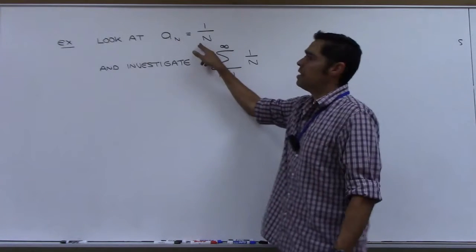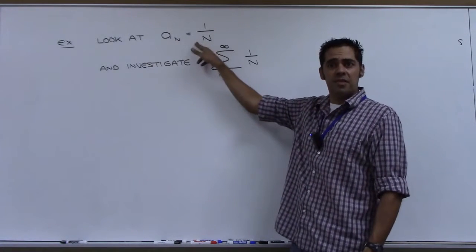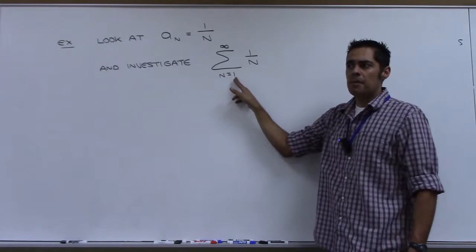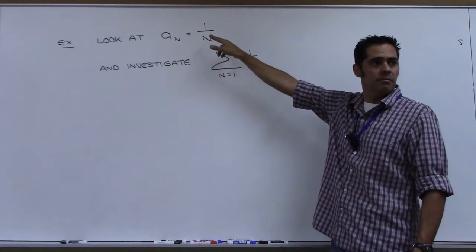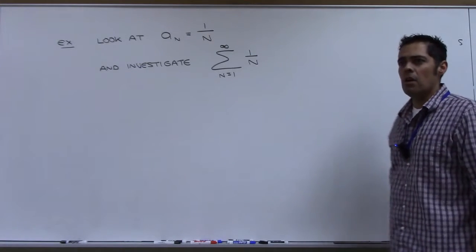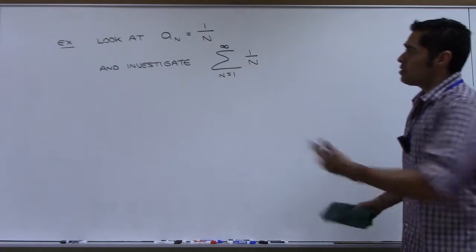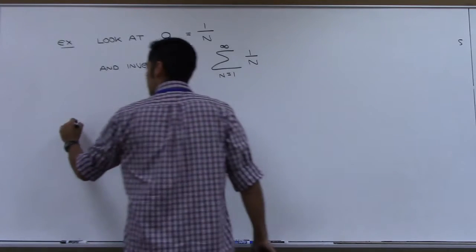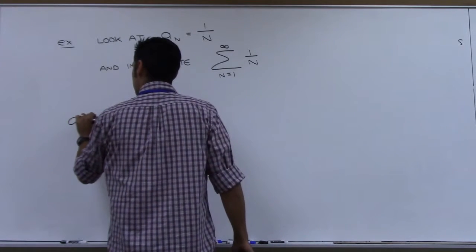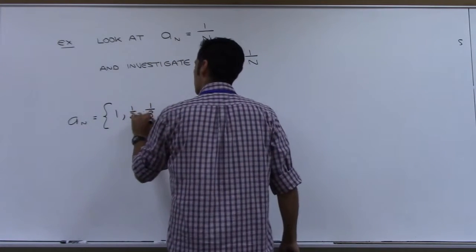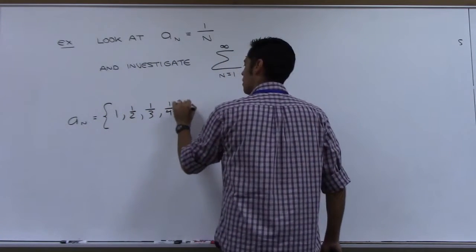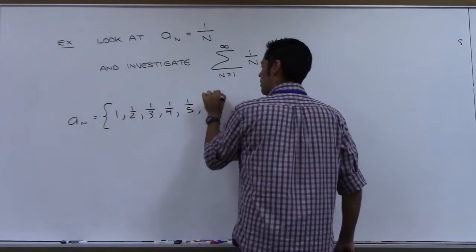I defined here a sequence, didn't I? That's a sequence. This is an infinite series. It is based upon that sequence, isn't it? I want to know what's going on here. So first, let's look at the sequence itself. A sub n is the sequence of numbers 1, 1/2, 1/3, 1/4, 1/5. Keep going, right?